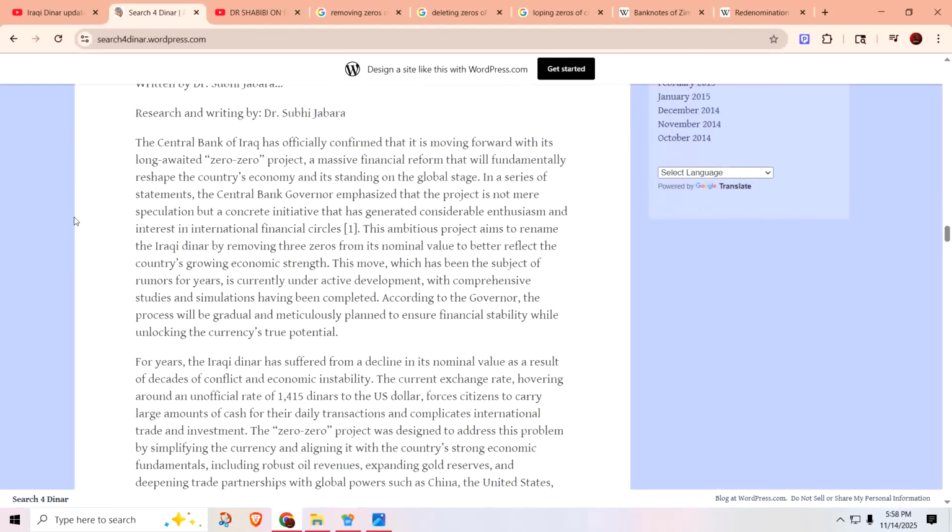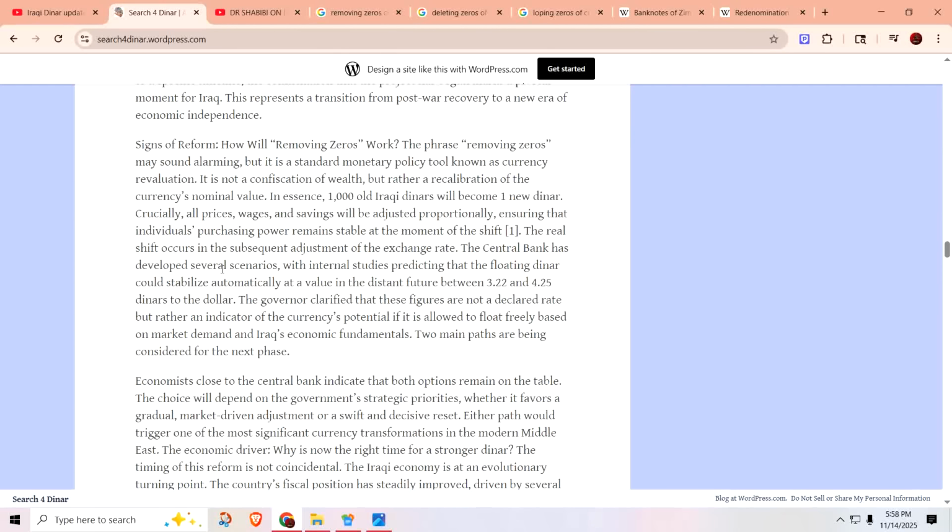But yes, in the article, you're right. Other people have brought it to my attention. It says right here, floating of the dinar could stabilize automatically at the value in the distant future between 3.22 and 4.25 dinars to the dollar. I had originally said I think that's a typo, only because 3.22 used to be the old exchange rate, when it was 1 dinar for $3.22 USD. You're saying it's the other way around.